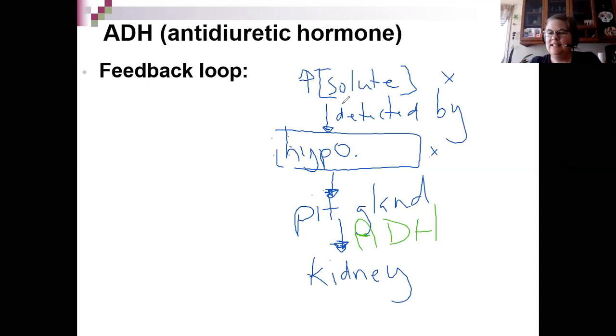We don't have to say that in our feedback loop. We just have to talk about what the end result is. So the end result is we have a decreased solute concentration in the blood.